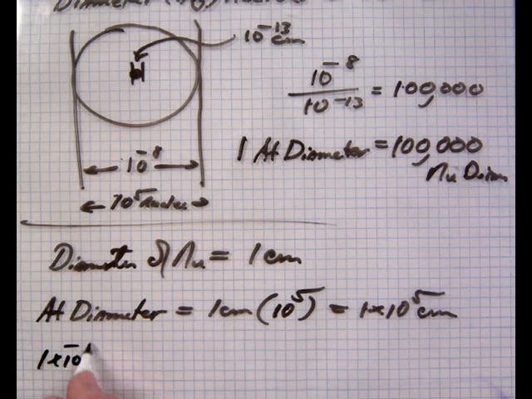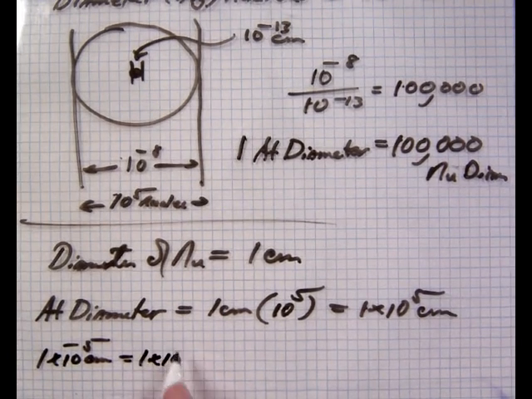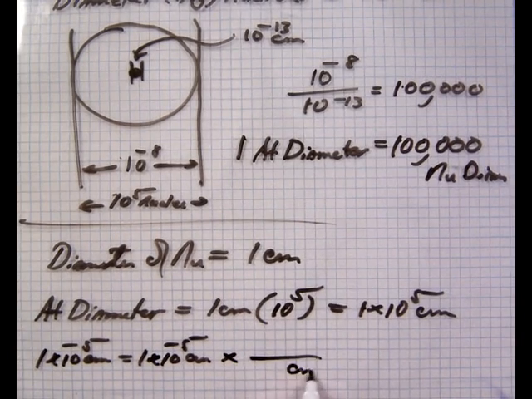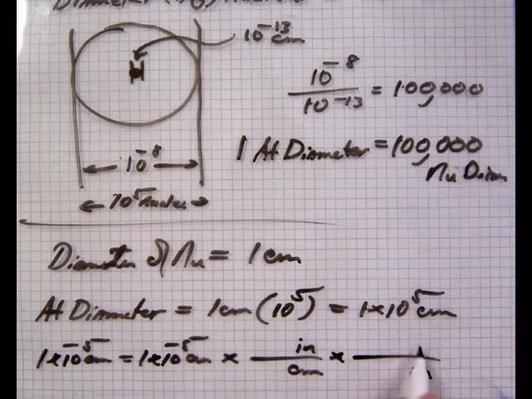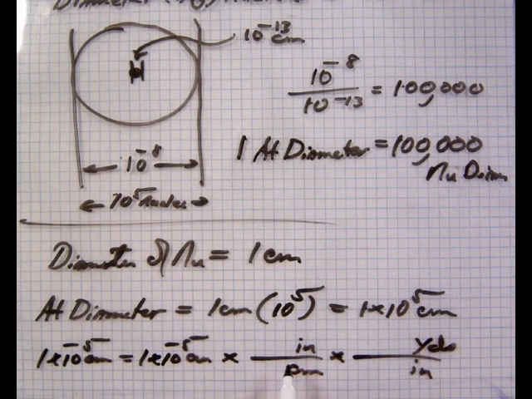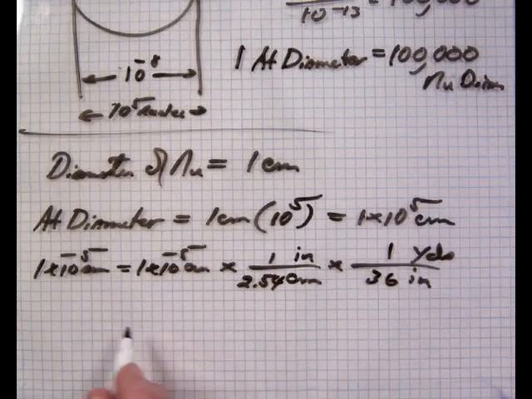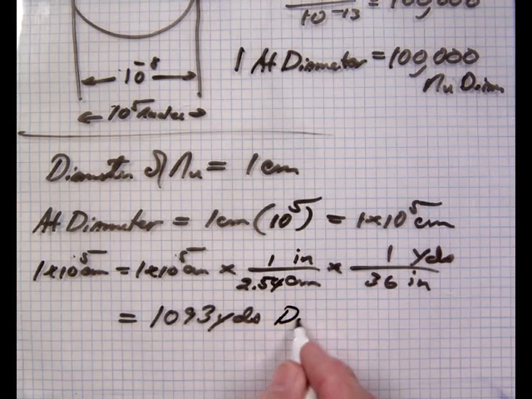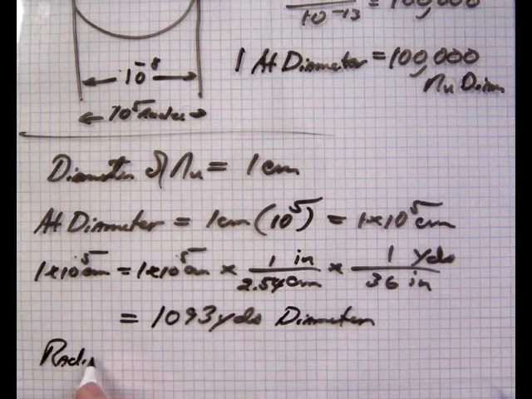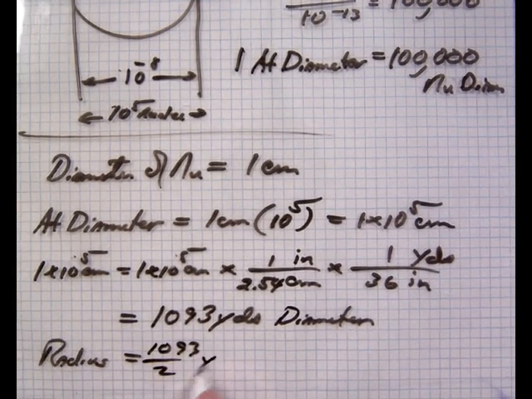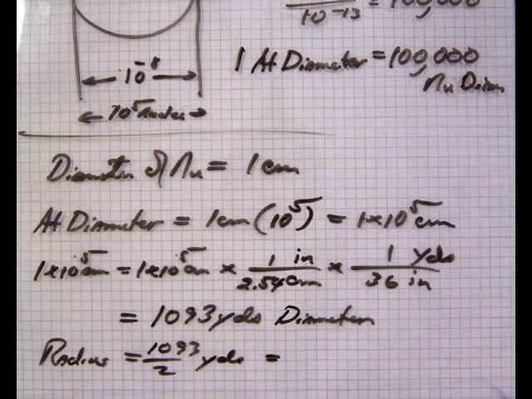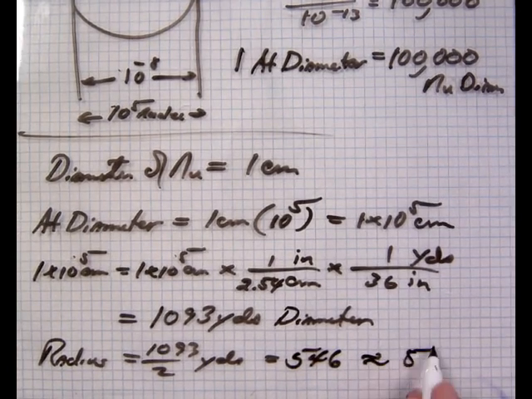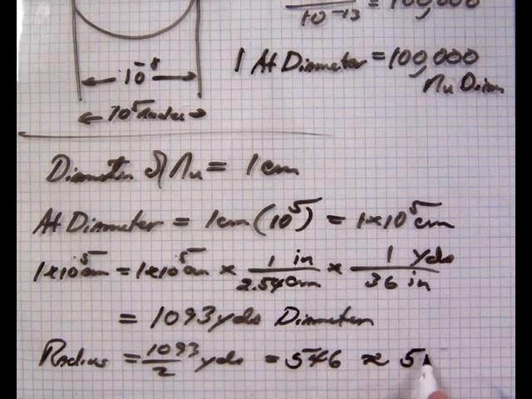Okay, so 1 times 10 to the 5th centimeters, this is the identity. We want to get rid of centimeters. We want to go to inches, and then from inches we can go to yards. How about that? Okay. And so 2.54 centimeters is an inch, and 36 inches in 1 yard. And so our diameter in yards, okay, the radius is equal to, of course, 1093 over 2 yards from the center. So that's 546. Well, we'll just round that off to 550 yards.